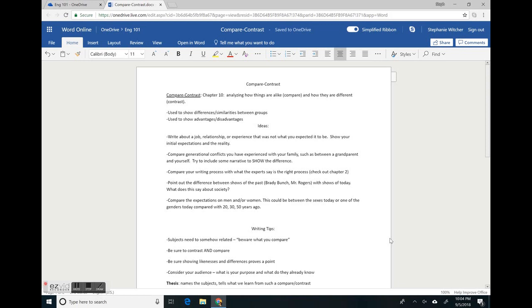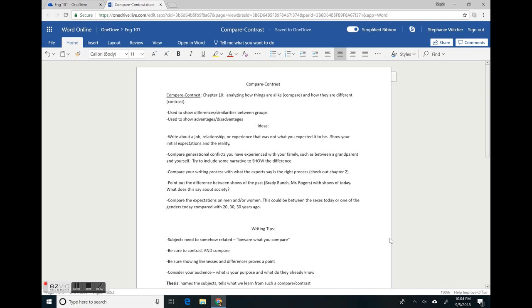So the idea of this paper is analyzing how things are like and also how they're different. So that's where you get compare and contrast. A lot of times you'll see questions on an assignment that asks for differences or similarities between two items, or sometimes it will ask you to show advantages and disadvantages, which is a type of compare contrast paper.